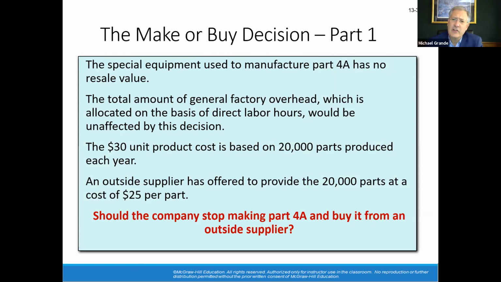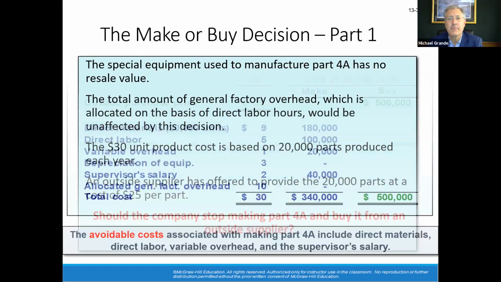The $30 unit product cost is based on 20,000 parts produced each year. And an outside supplier is offered to provide the 20,000 parts at a cost of $25 per unit. So they think it costs them $30 a unit to make it. They can buy it from somebody else for $25. So what should they do? Should they continue to make it or buy it from somebody else?